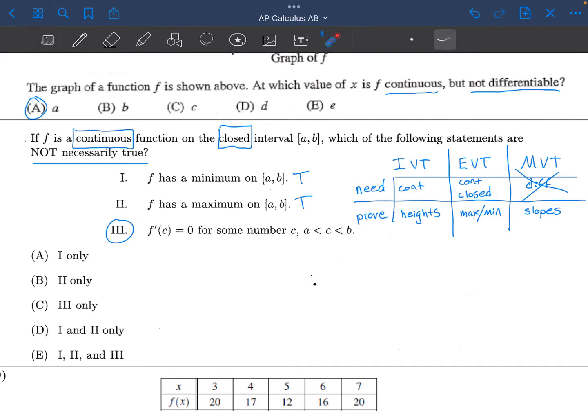Well, there are 2 reasons. First of all, we never said that it was differentiable. But second of all, even if it did say we were differentiable, we don't necessarily know that it's going to be equal to a specific number because it didn't give us any numbers in the problem. So there are 2 reasons why 3 is not true. So the correct answer here is just C.